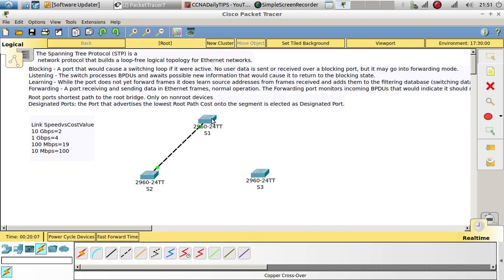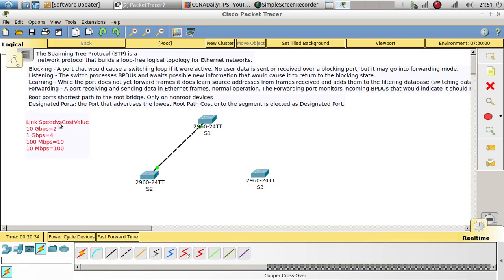Okay, so if this one has the lowest priority number and the lowest MAC address, this one is going to become the root bridge. Let's say this is the root bridge for VLAN 1. So this one is going to decide which port we are going to block and which port we need to put in the forwarding state and all that stuff.